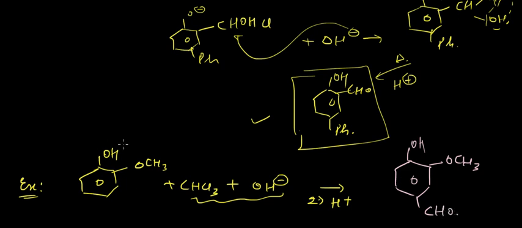Why is this the case? Because of the presence of steric hindrance. Okay, so here is less steric hindrance. So this CHO would be attached on this carbon atom.